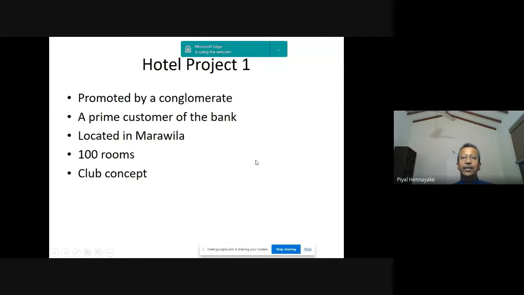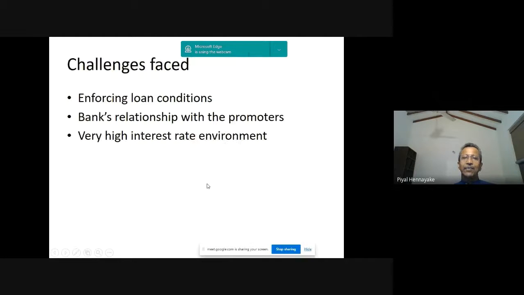Hotel project, this is promoted by a conglomerate, a prime customer of the bank, located in Maravilla, 100 rooms, club concept. This project had been approved before I even joined the bank. And when I visited for the first time, the loan had been disbursed, a major part, and not much work was done at the site. So that is what you have to learn when you approve a loan. You have to disburse in stages, looking at the progress at the site with progress reports, inspections. If not, you will be in trouble when the loan is disbursed fully, but the project is not complete.